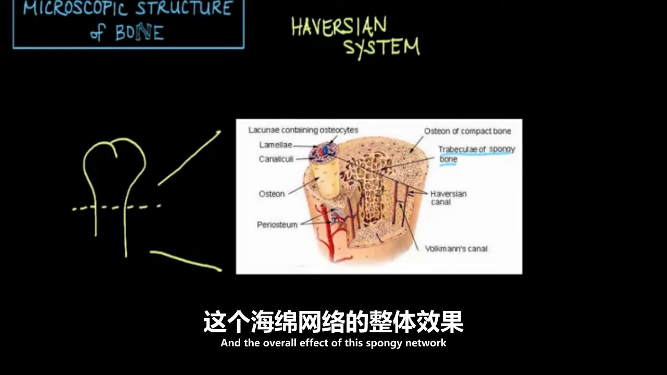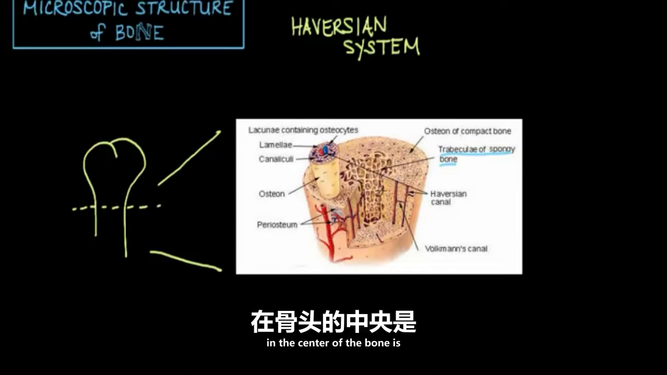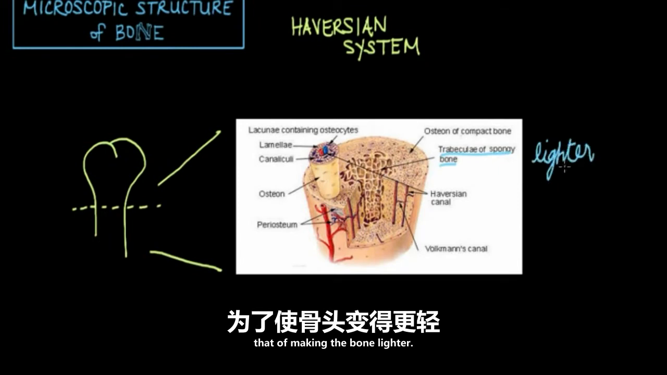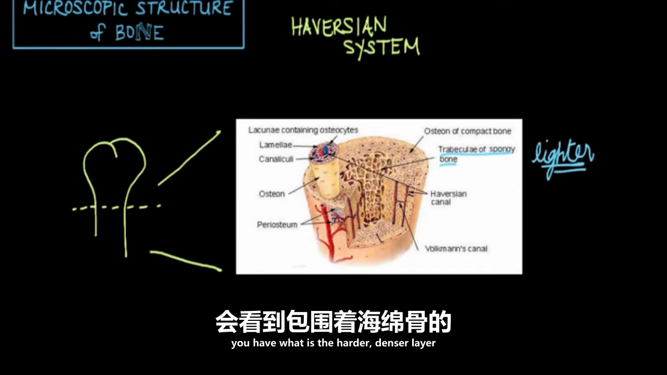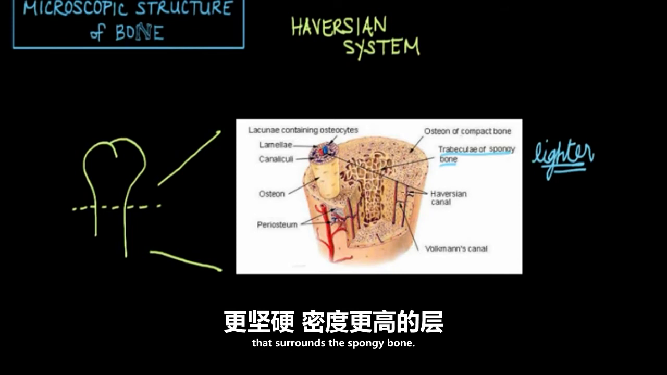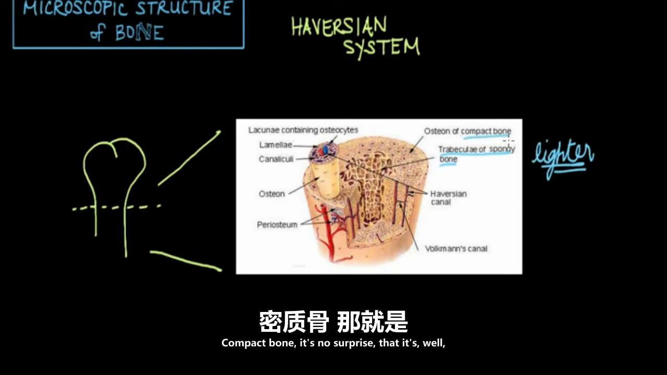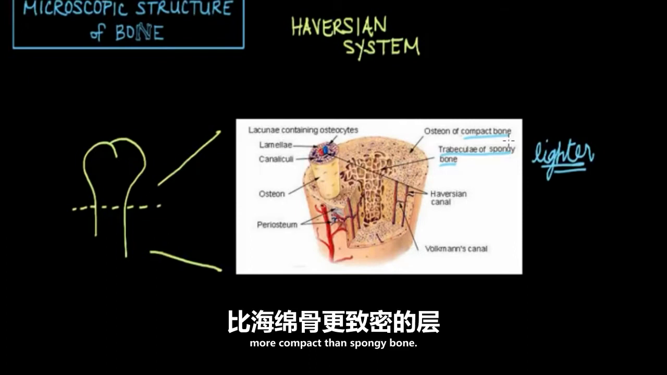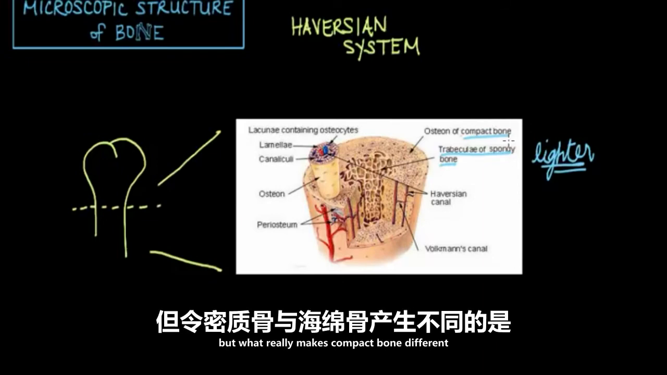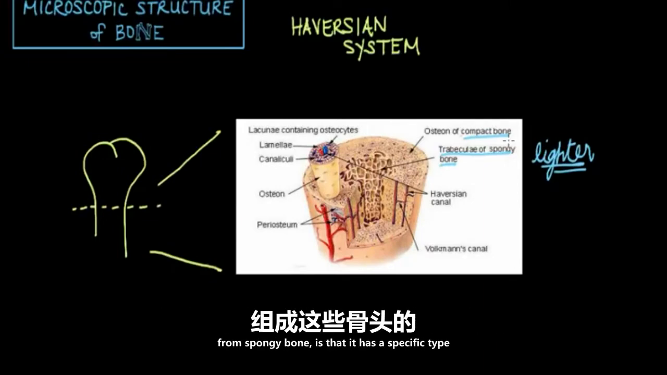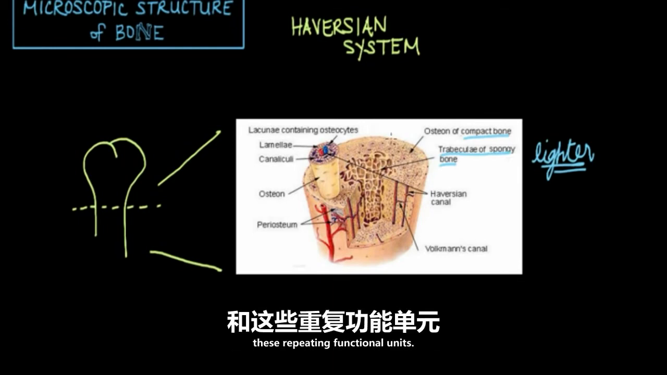And the overall effect of this spongy network in the center of the bone is that of making the bone lighter. Now, if you look at the periphery of the bone, you have the harder, denser layer that surrounds the spongy bone, and that is called compact bone. And compact bone, it's no surprise, is more compact than spongy bone. It has fewer gaps and spaces. But what really makes compact bone different from spongy bone is that it has a specific type of organization made up of these osteons, these repeating functional units.